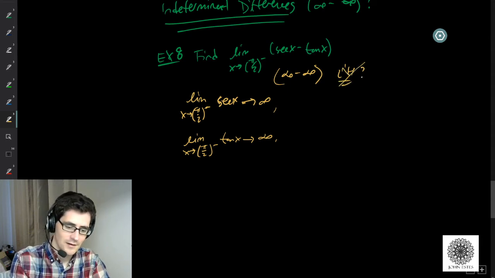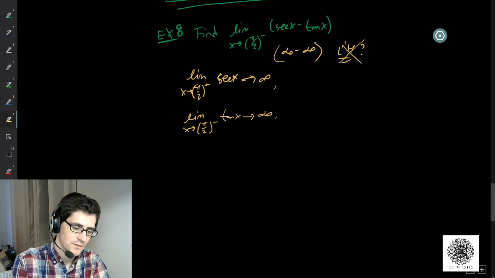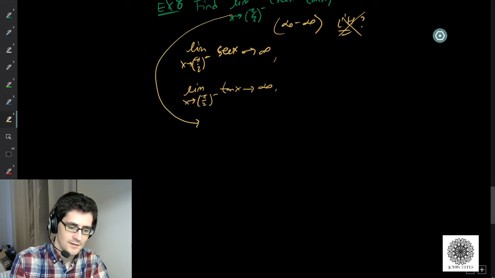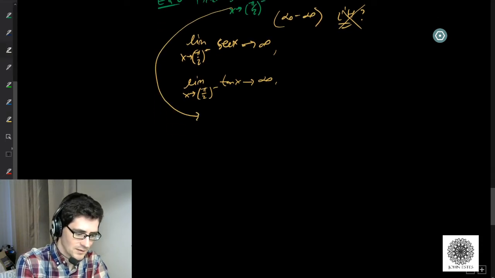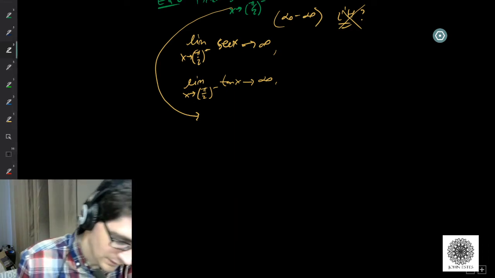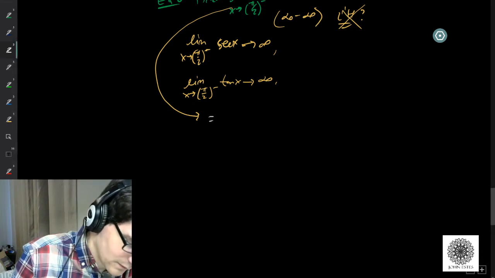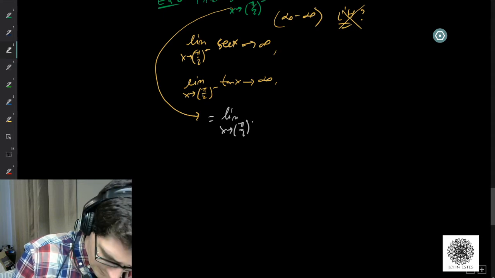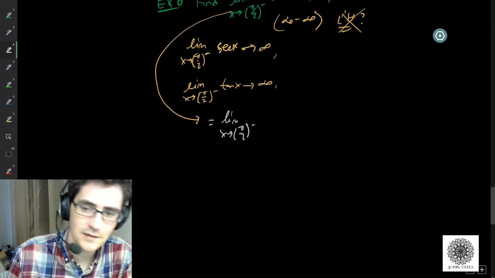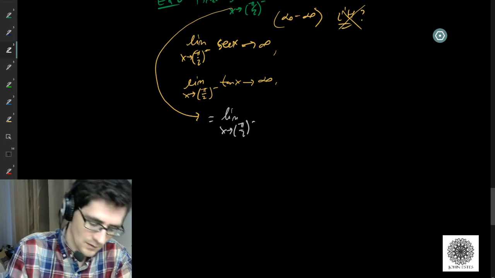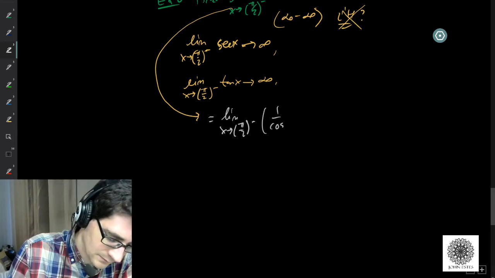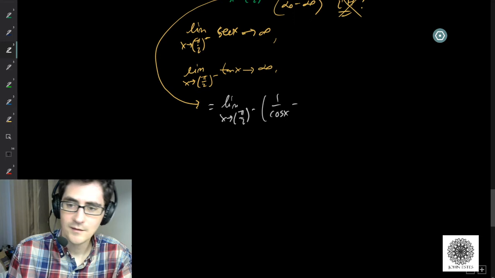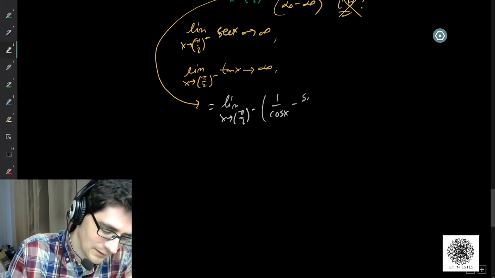Not quite yet. We need to massage this a little bit to get it in the right form, just like the previous example. So how can we do that? The way we're going to do this is by thinking in terms of sine and cosine. Secant is the same thing as 1 over cosine, and tangent is the same thing as sine over cosine.